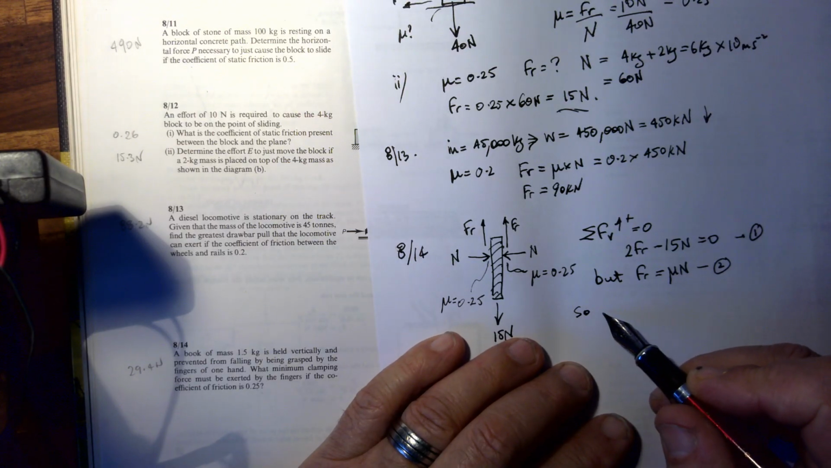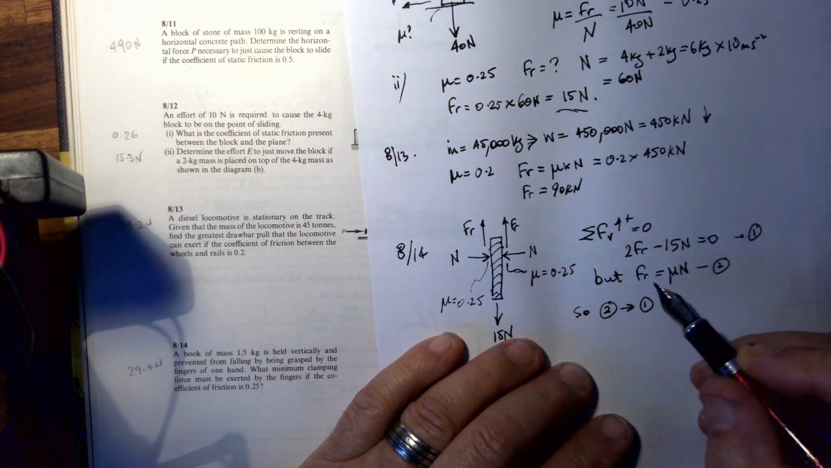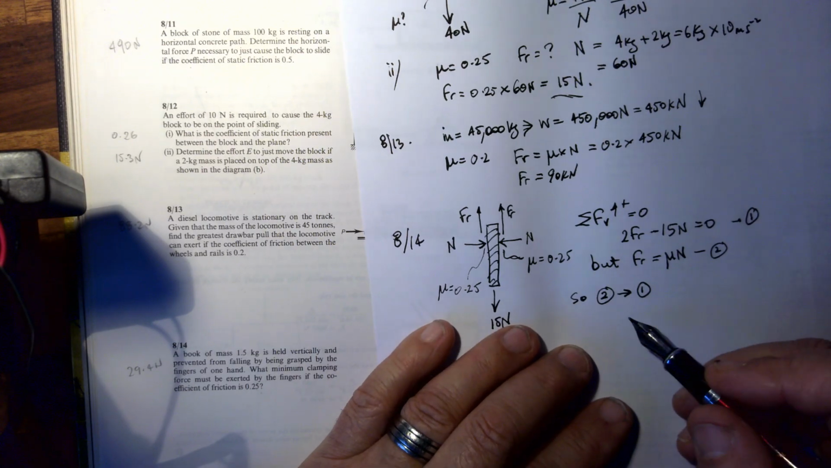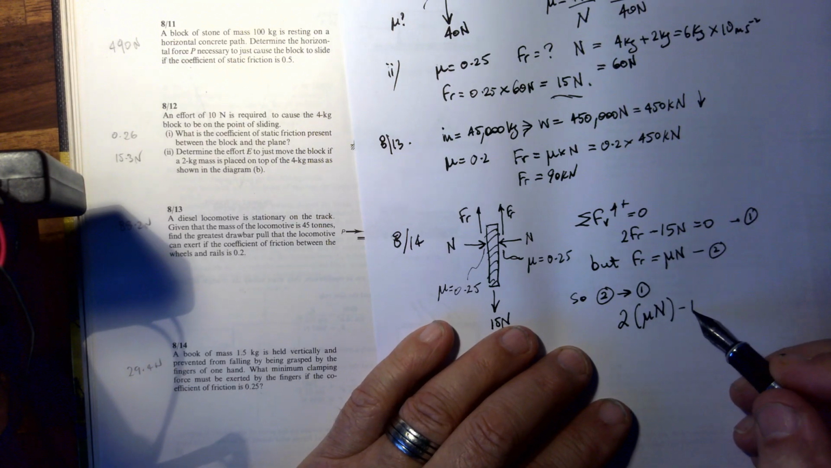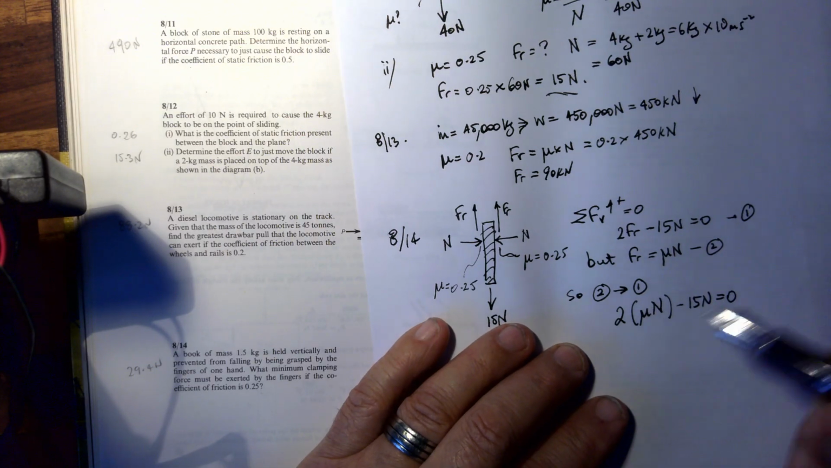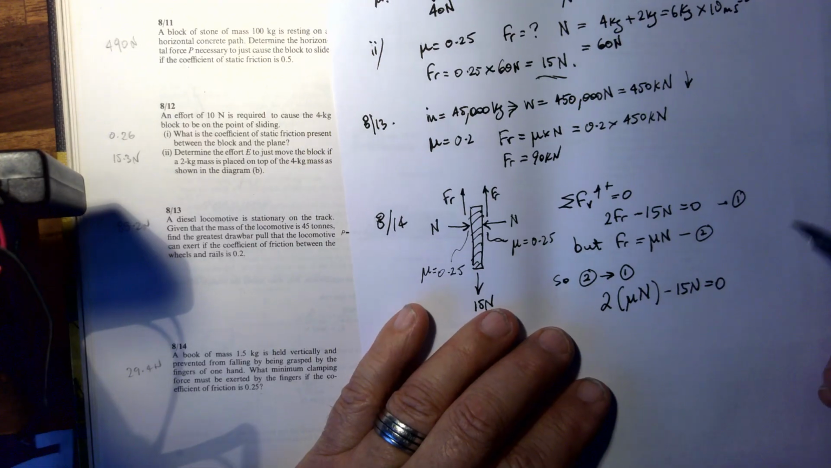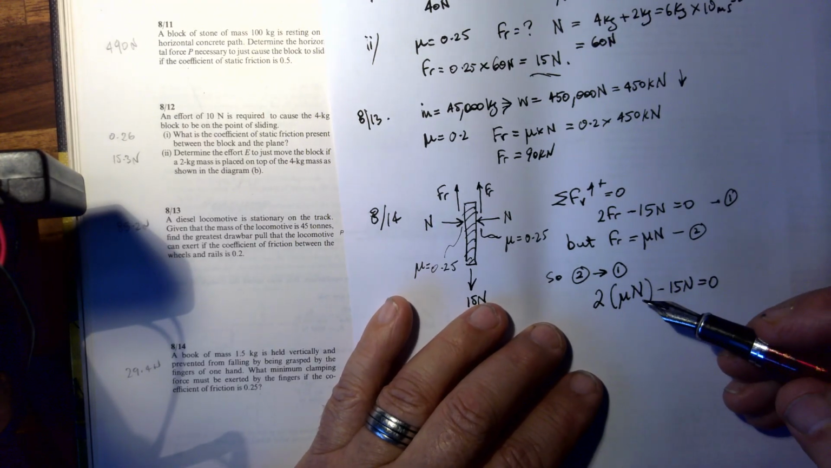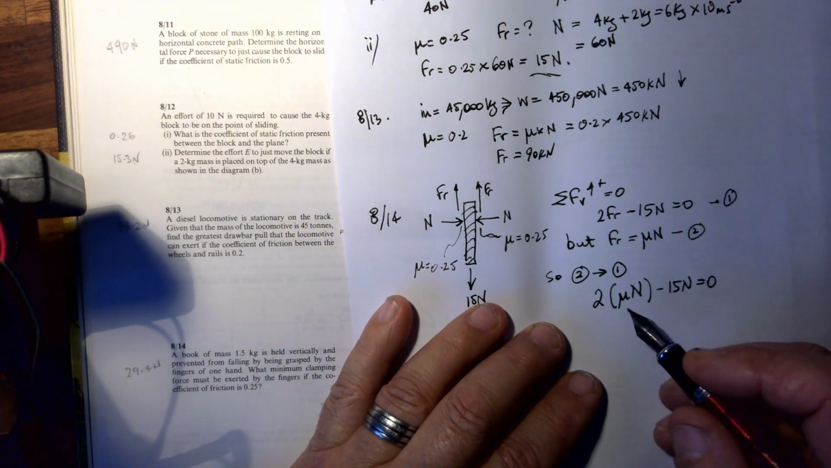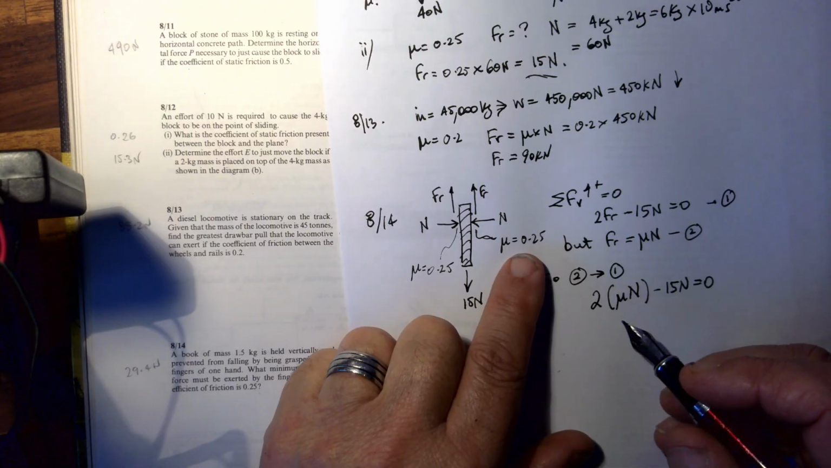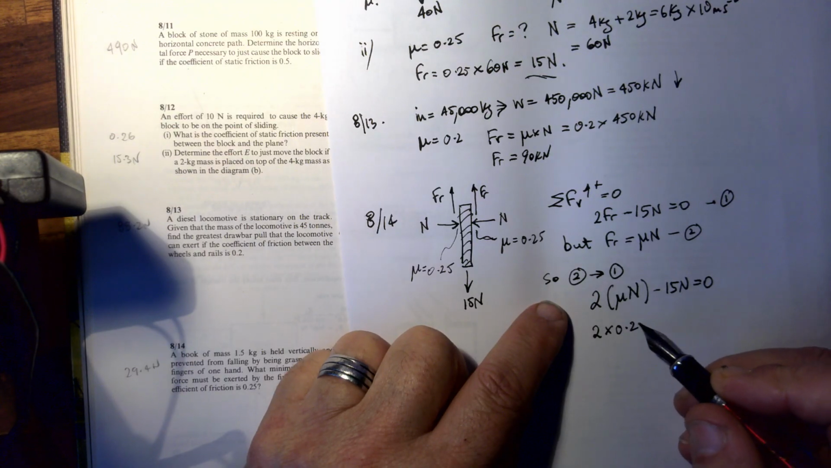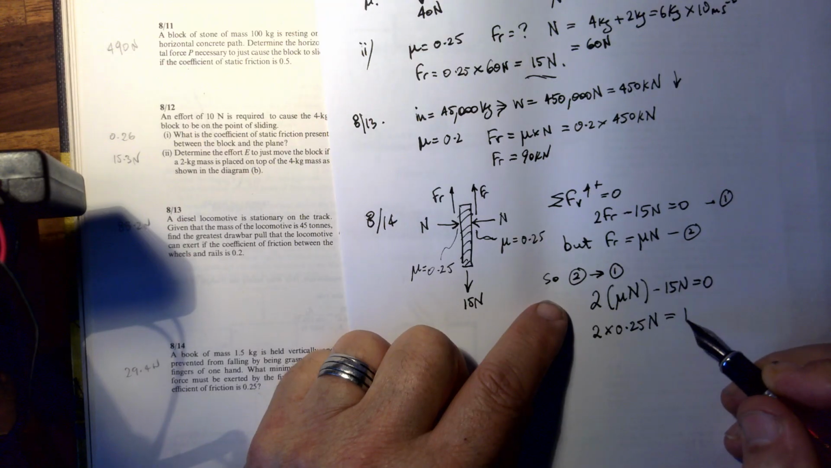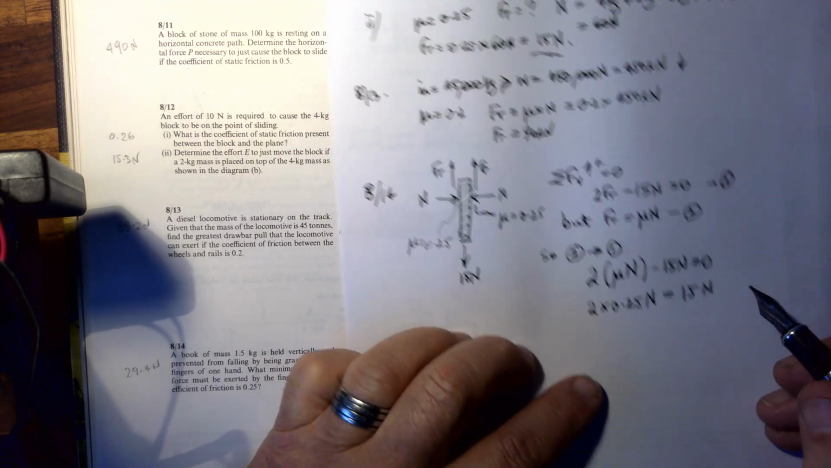Putting 2 into 1, substituting Fr for mu N, we can say 2 times mu N minus 15 newtons equals 0. What we're trying to do is get rid of the unknowns and keep just one unknown so we can solve for it. In this case it's N. We know that mu is already 0.25, so we've got 2 times 0.25 N equals 15 newtons, just taking the 15 across to the other side.